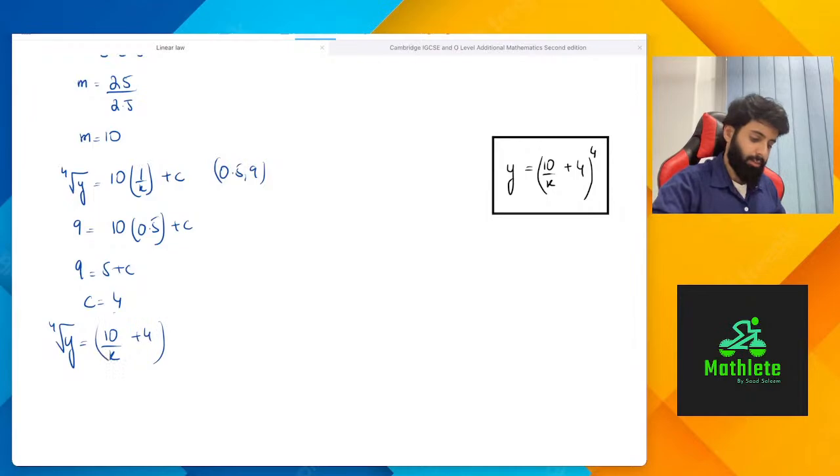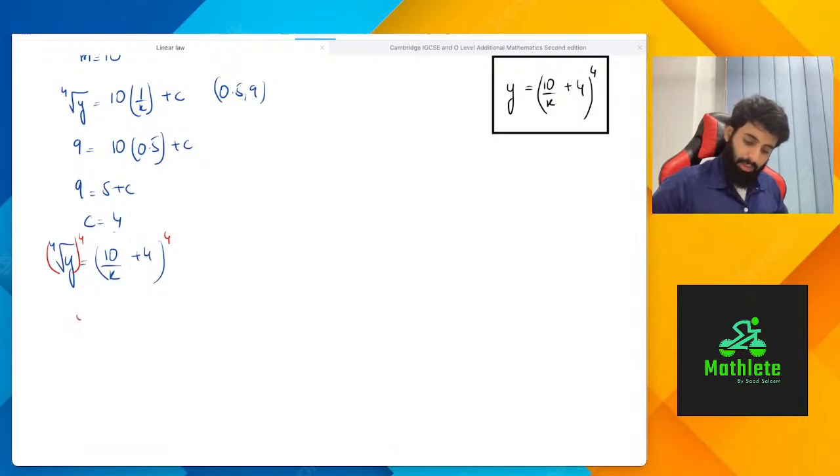Okay, now how do you get rid of the fourth root? Well, you do that by simply raising both sides to the power of 4. So you get 10 upon x plus 4, the whole thing to the power of 4.